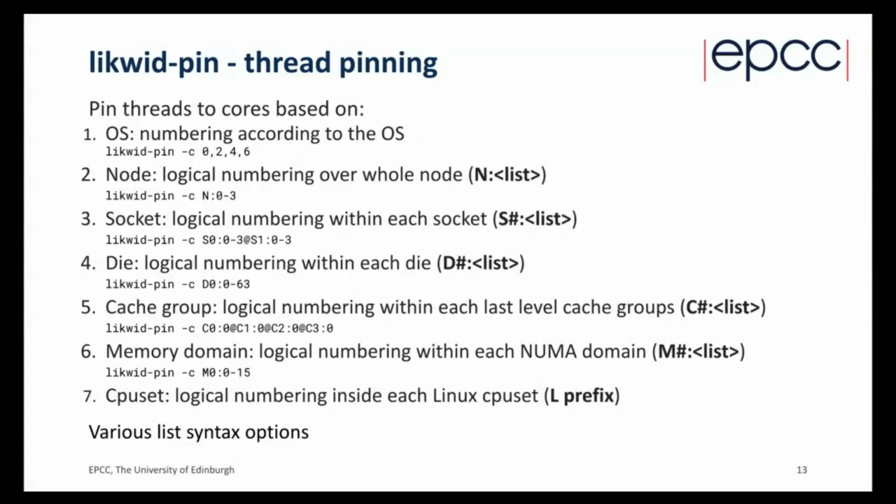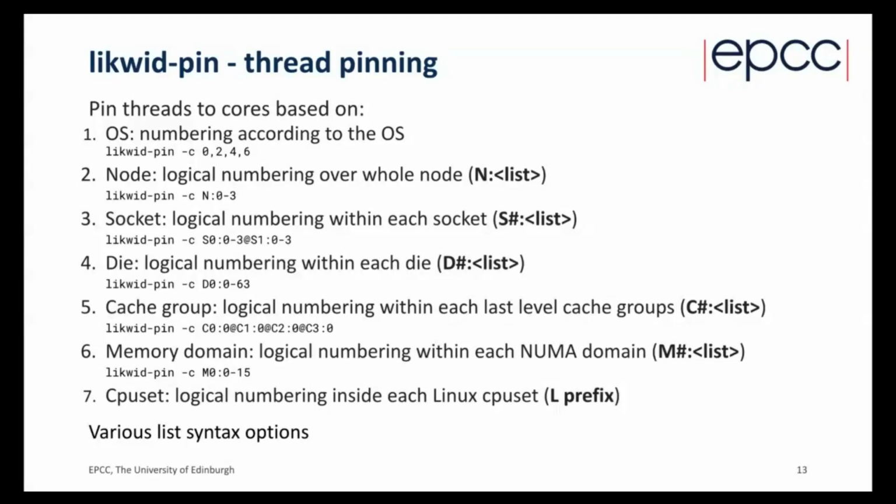Similarly, there are other domain types in the syntax options which reflect socket level domain allocation, die level domain allocation, cache group level domain allocation, memory domain allocation, etc., which allow very flexible assignment of threads to cores belonging to subsets of a given domain.